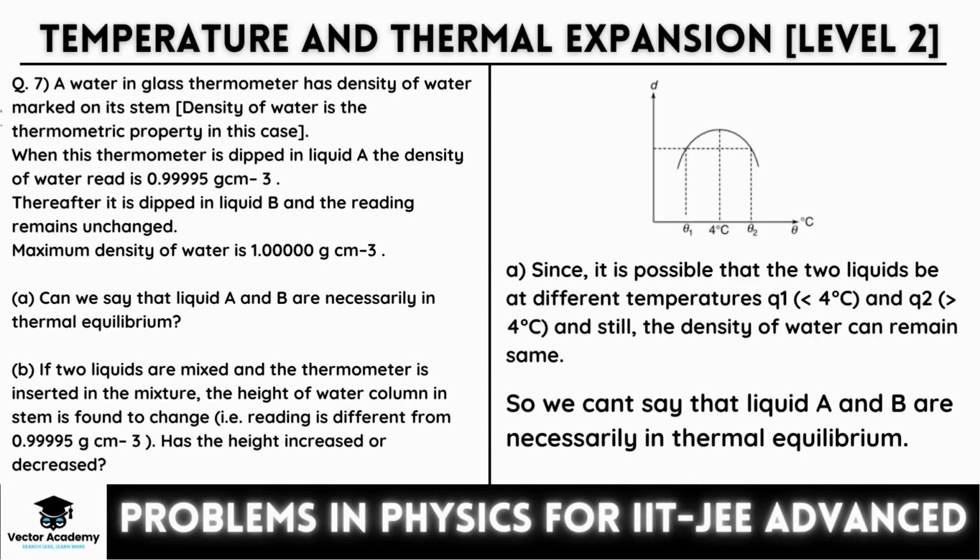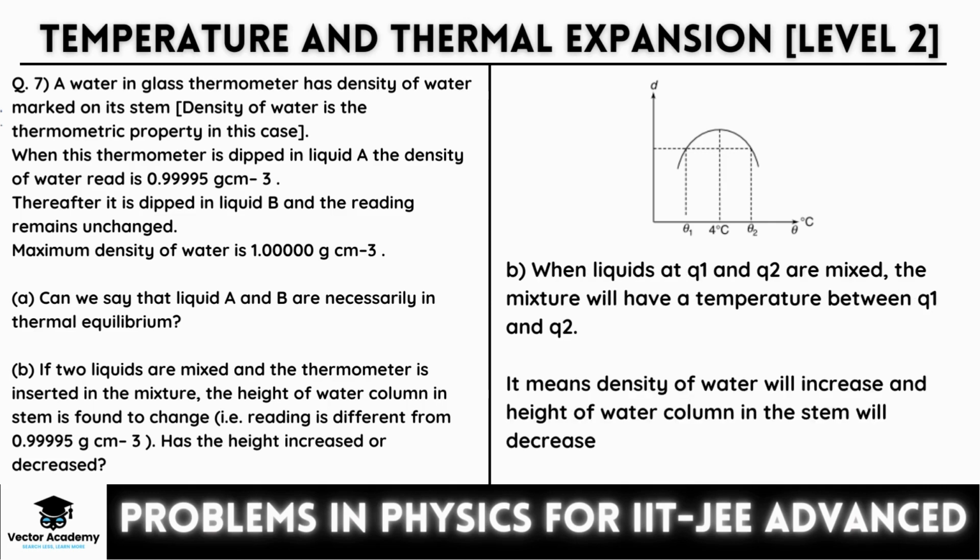Since it is possible that the two liquids be at different temperatures, Q1 less than 4 degrees Celsius and Q2 greater than 4 degrees Celsius, and still the density of water can remain the same, we cannot say that liquid A and B are necessarily in thermal equilibrium. When liquids at Q1 and Q2 are mixed, the mixture will have a temperature between Q1 and Q2. It means density of water will increase and height of water column in the stem will decrease.